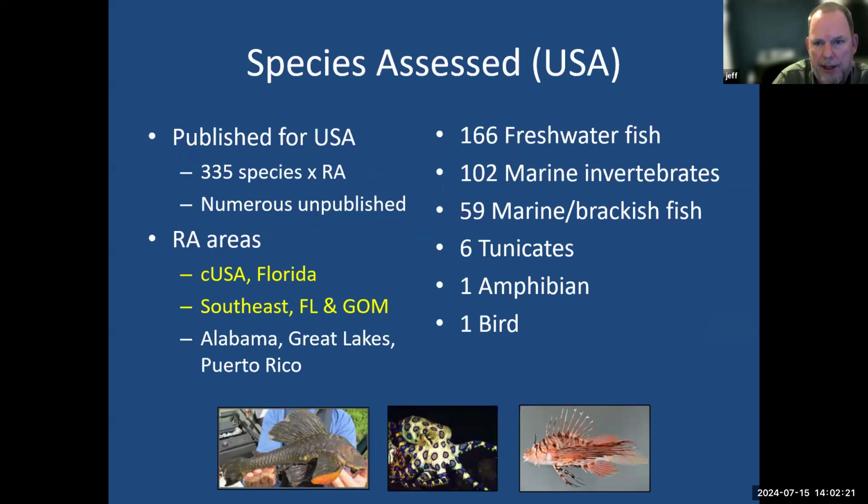There's been a lot of species assessed. This is for the U.S. There's been probably multiples of this, definitely multiples in Europe and other countries, but about 335 species by risk assessment. It's probably around 300 species have been done, mostly in either conterminous U.S.